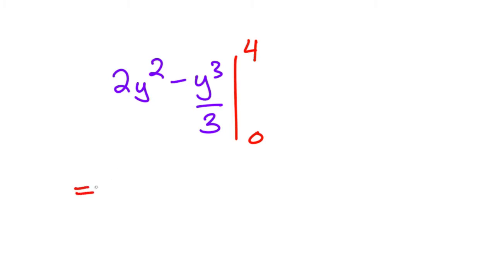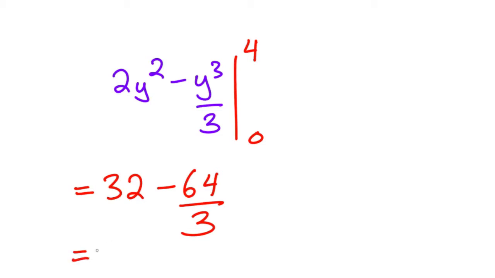And so this is equal to 2 times 4 squared, that's 32, minus 4 cubed, which is 64 over 3. And so this is equal to 32 thirds.